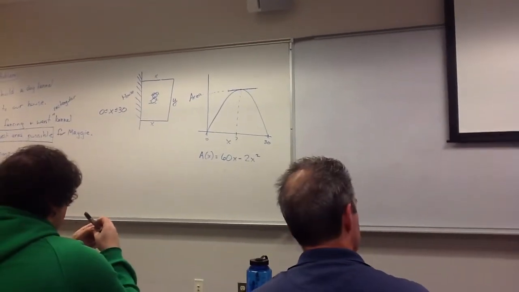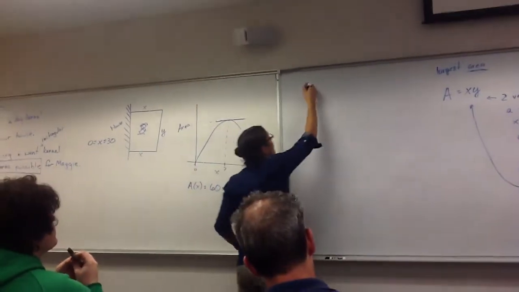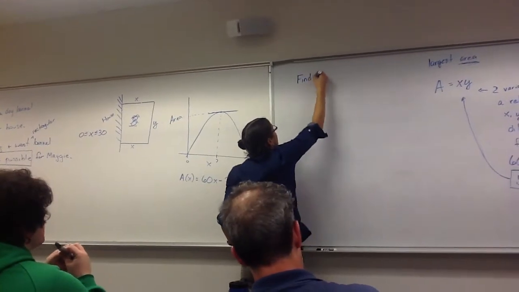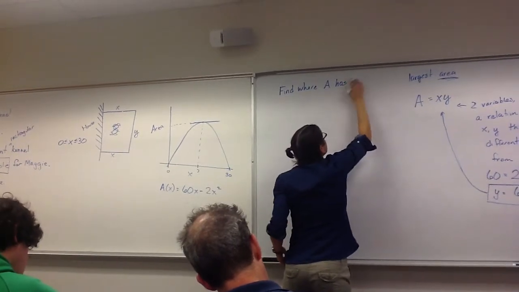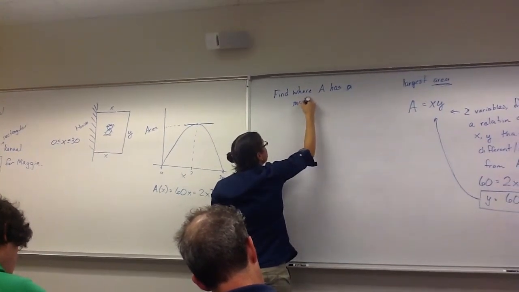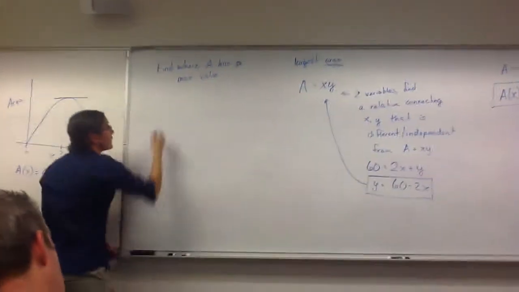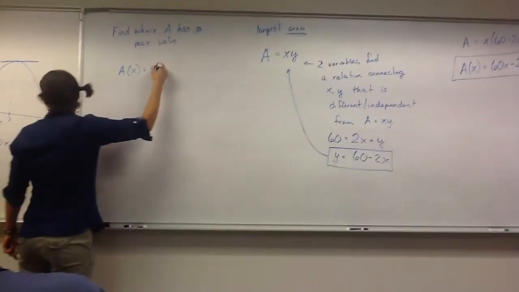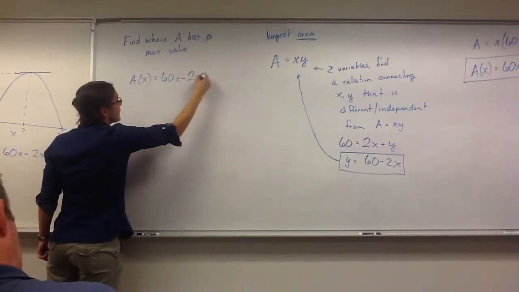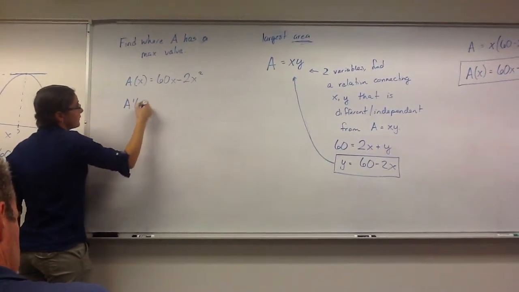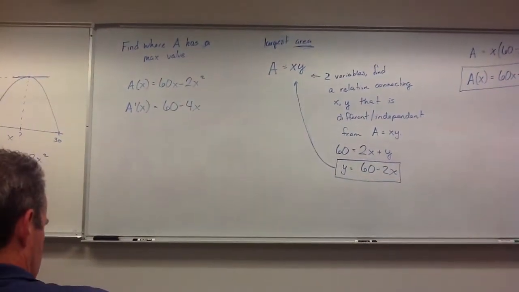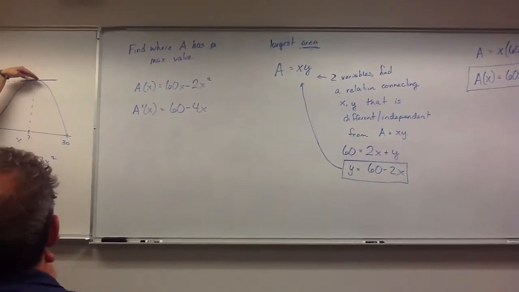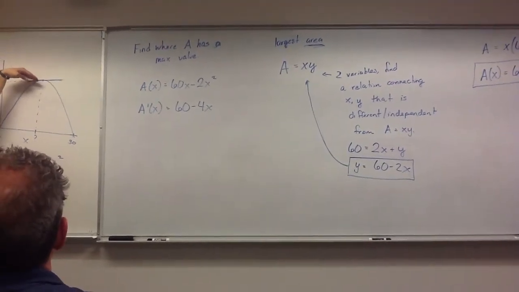Okay, so looking at this expression here, we've got A of x is equal to 60x minus 2x squared, and we would like to find where A has a maximum value. So we'll look at A of x. A of x is equal to 60x minus 2x squared. Take its derivative. We end up with 60 minus 4x. The place where that derivative is equal to 0 is going to be where our maximum area occurs.